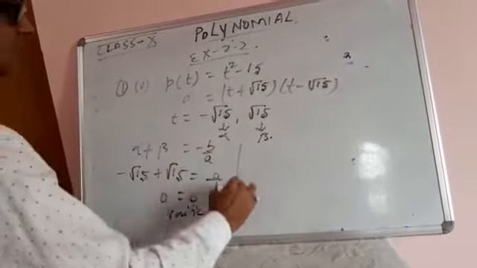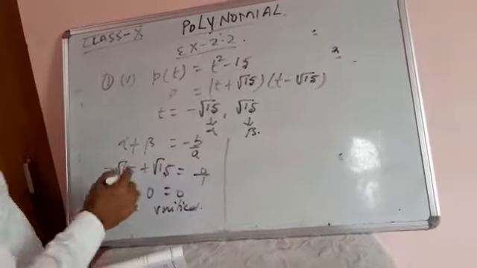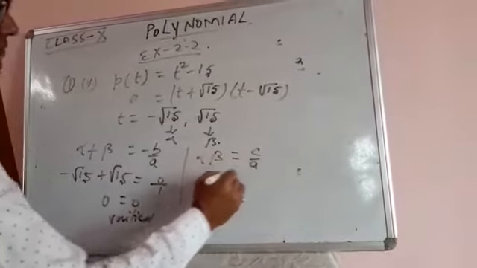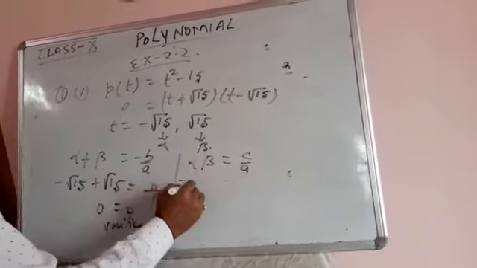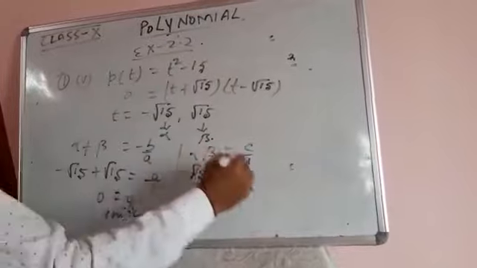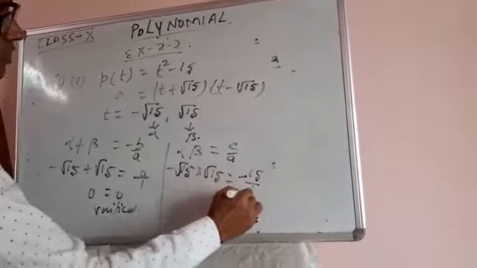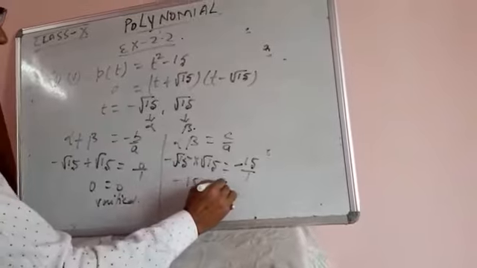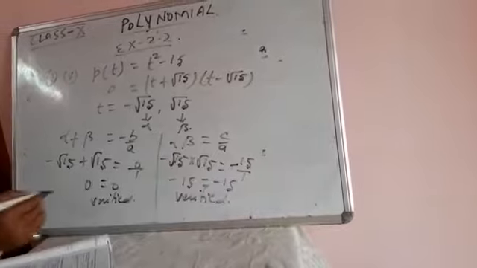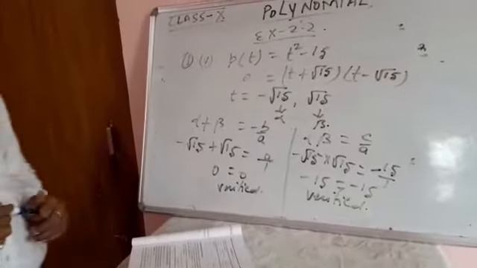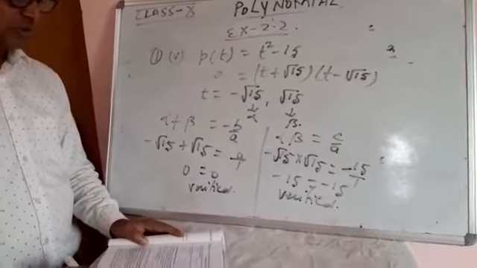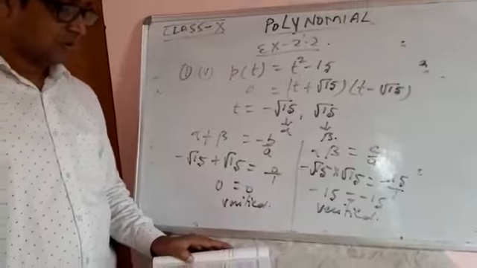Now this is the sum of the zeros, and we need to do one thing more: the product of the zeros. So alpha into beta, the formula is c by a. Here alpha is minus root 15, beta is root 15, and c in the given polynomial is minus 15 upon 1. So this is minus 15 and this is also minus 15. So this is verified. This is the way to do the question. The rest of the questions you can do in this pattern only. So do all the parts of question 1 in exercise 2.2, and now the second question.